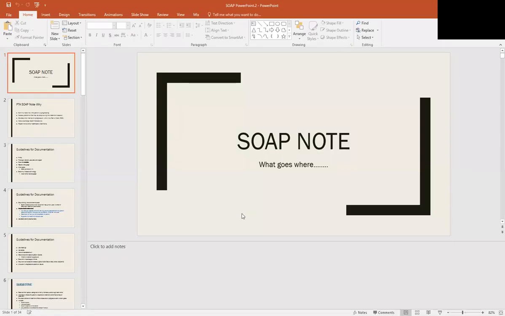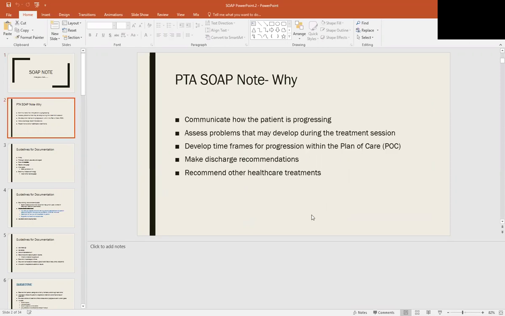Okay, so this is a lecture where you will learn what exactly goes in the S, O, A, and P portions of the SOAP note. Before we get into that, we're going to have a brief review of why we do SOAP notes and also guidelines for documentation. So we utilize SOAP notes because they communicate how the patient is progressing. They help assess problems that may develop during the treatment session. They help develop timeframes for progression within the plan of care.